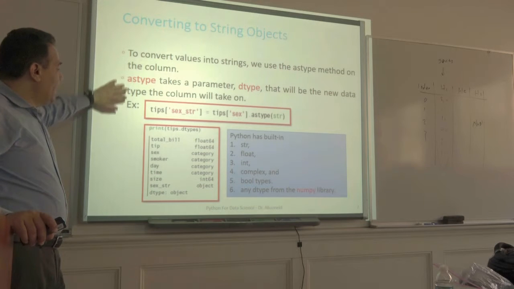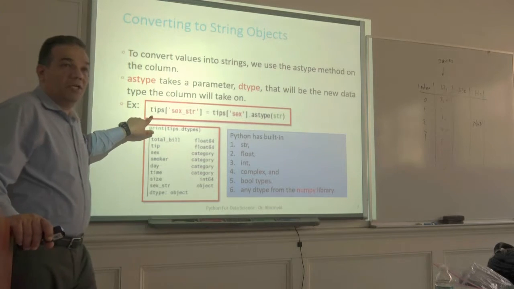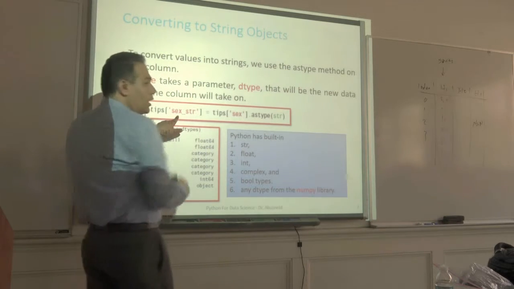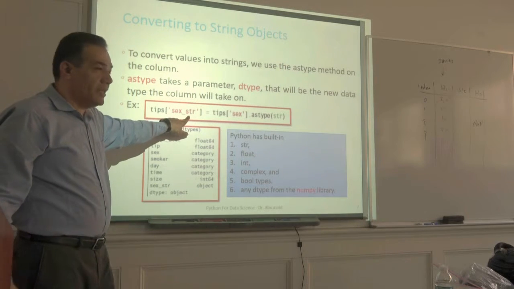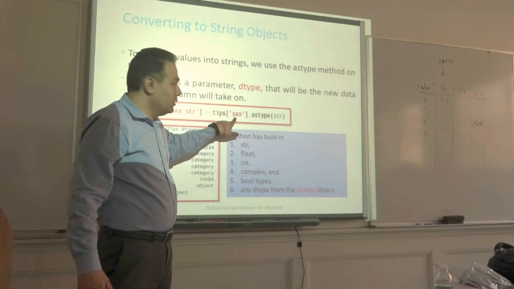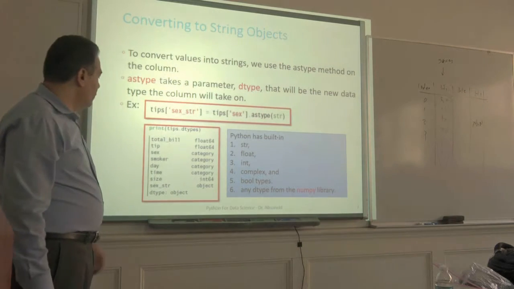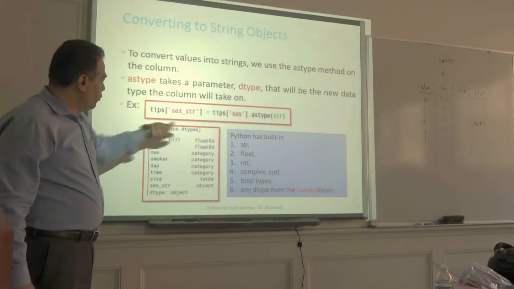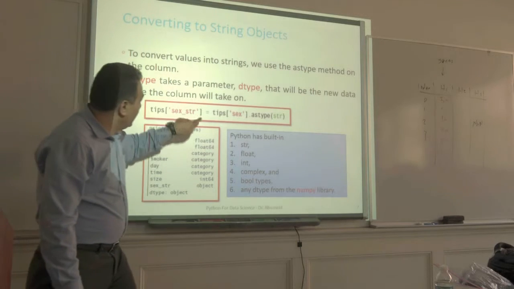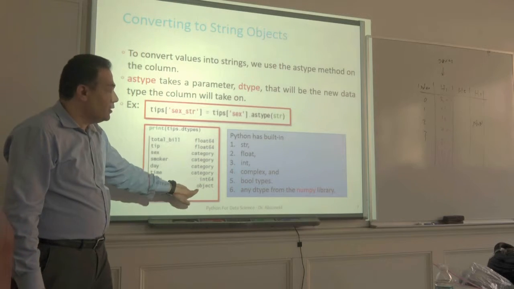I'm creating a new column. There is a data frame called tips. I'm adding a column to it, which is sex_str, getting it from tips sex, and with astype, I'm saving it as string. Now when I print tips dtypes, the new one, sex_str, was added, and it's an object.